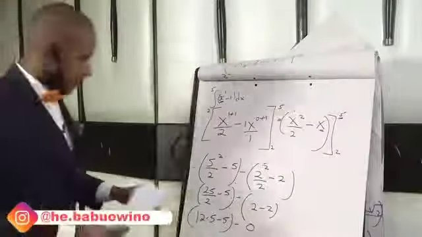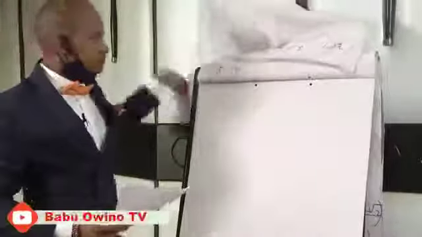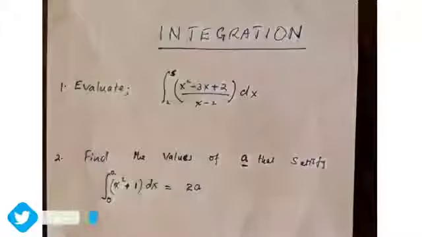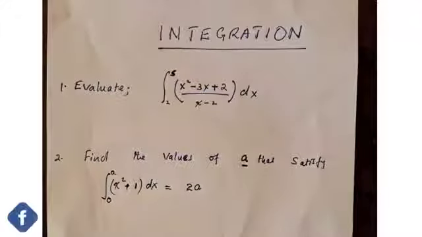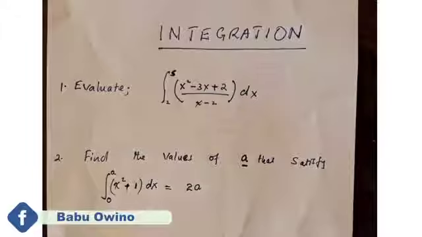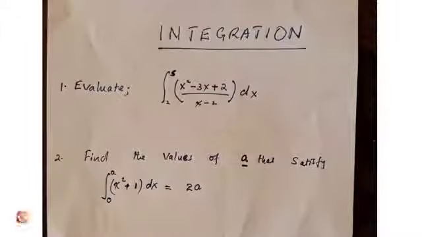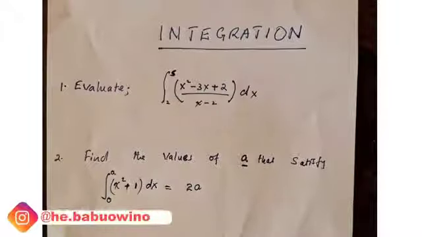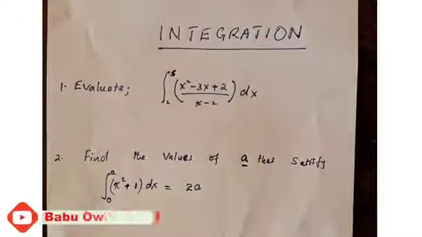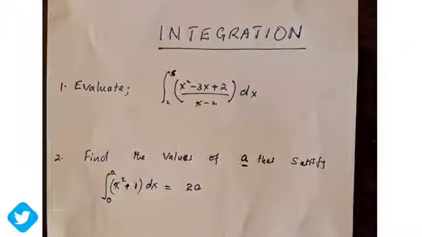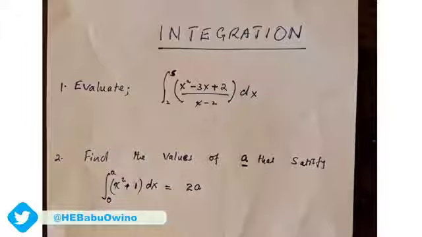Finally, find the value of A. That's question number 12. Find the value of A that satisfies the limits A and 0 of x squared plus 1 dx equals 2A. I want us to be very careful here. It's just a matter of being keen.